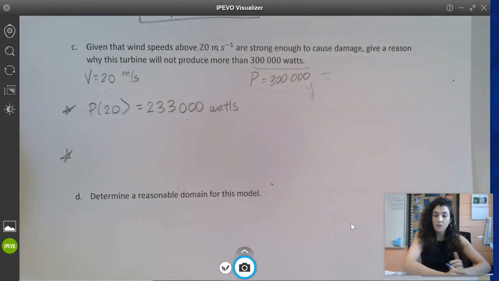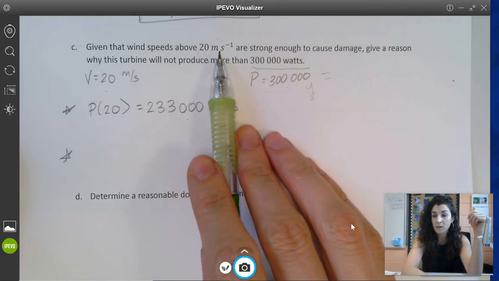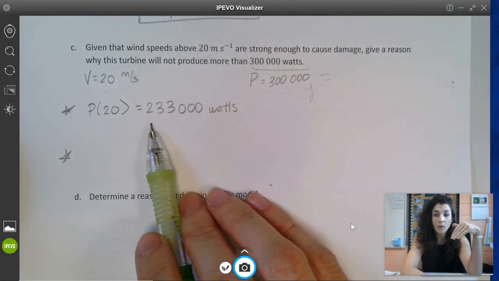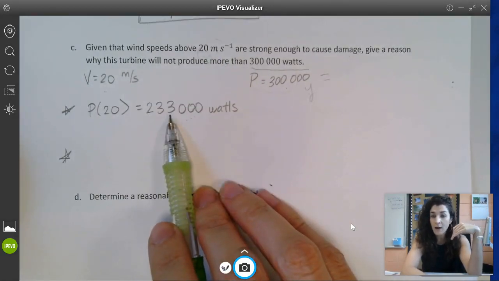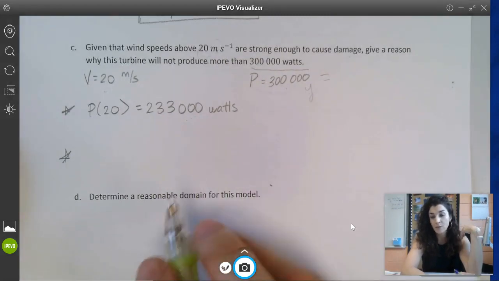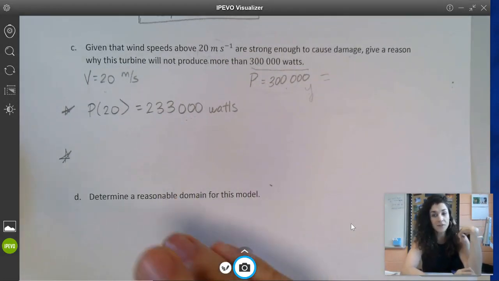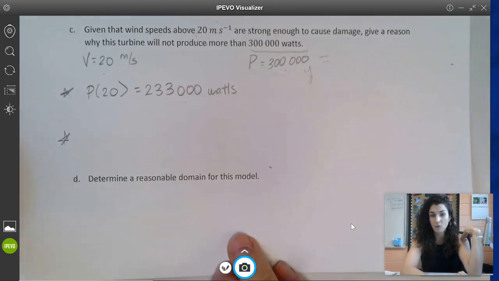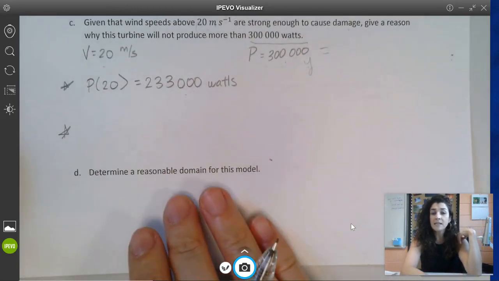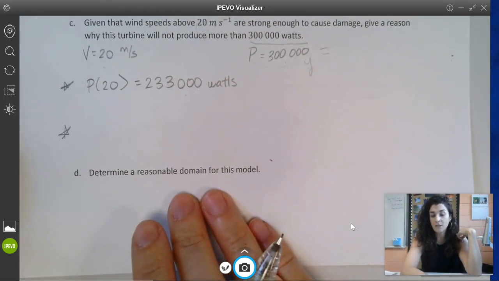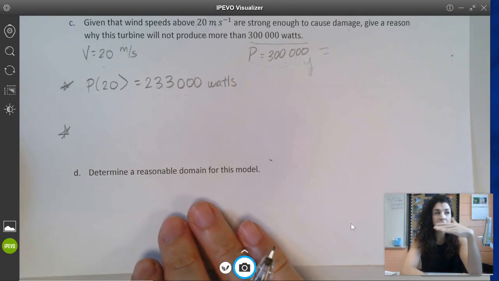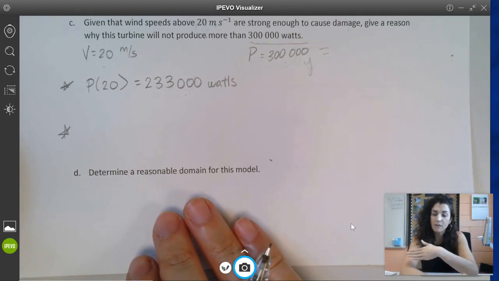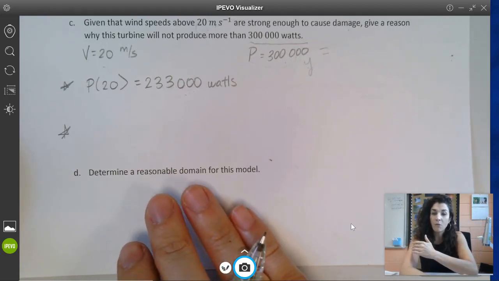So hopefully you referenced a few things. You referenced the fact that we are limited to be at or below 20 meters per second of a wind speed. And 20 meters per second will only produce 233,000, which is less than the 300,000 that we're talking about. So something along those lines is what we're looking for. It then says determine a reasonable domain for this model. And remember that IB problems tend to build. They tend to reference what happened previously, and we want to build off of what we just talked about.